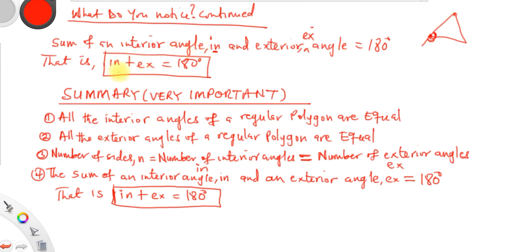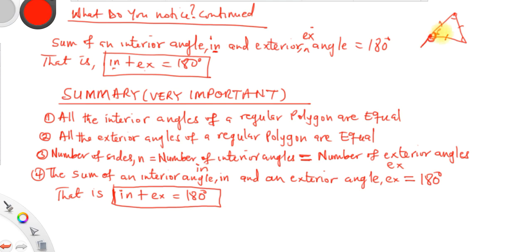Okay, guys. So we say that the sum of an interior angle IN and an exterior angle ES will give you 180 degrees. So let us sum up all the properties of regular polygons that we have considered. It's very important. Number one, all the interior angles of a regular polygon are equal. For a regular polygon, all the interior angles, the angles that are inside the polygon, are the same. And all the exterior angles are also equal.